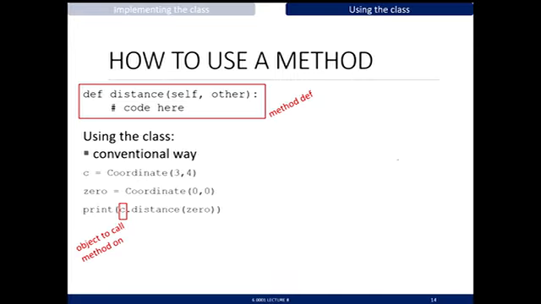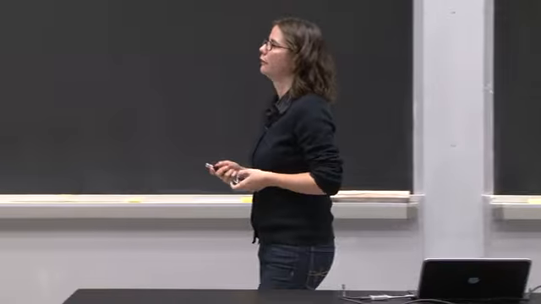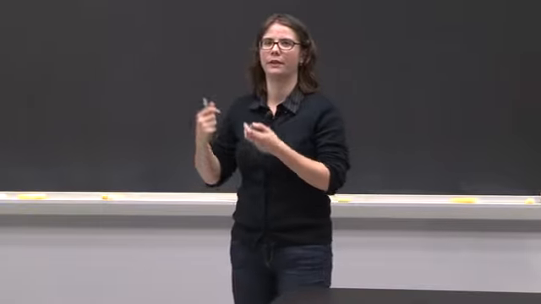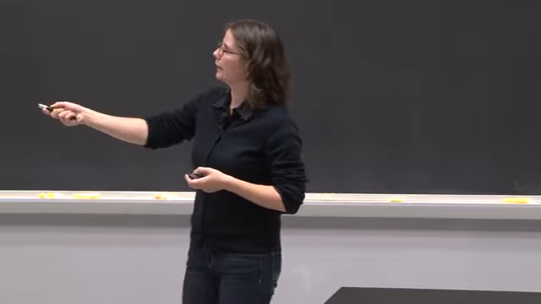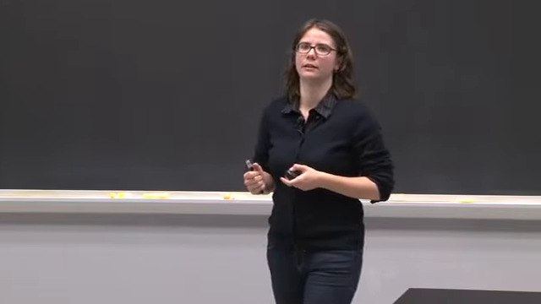So Python says this object c is of type coordinate. It's going to look up the class coordinate that you defined. It's going to find this method called distance. And then it's going to ask what parameters it takes. So it takes another parameter, for the other. And then in the parentheses, I just have to give it this other parameter.